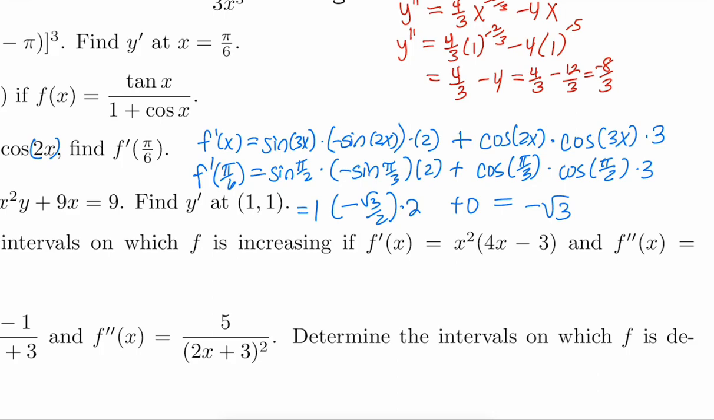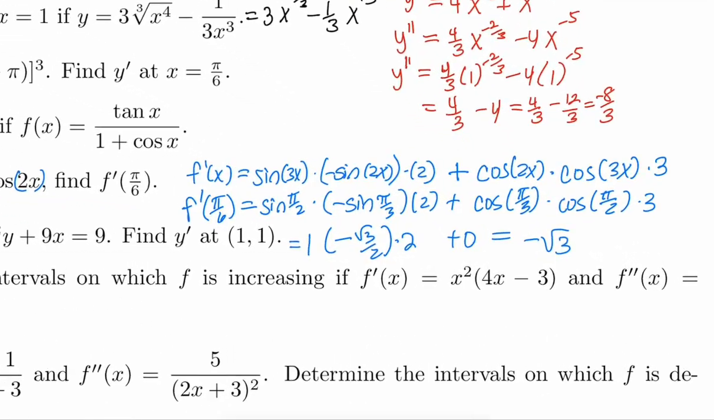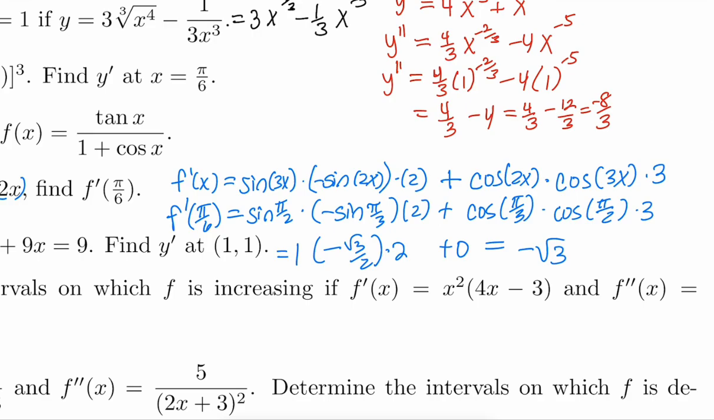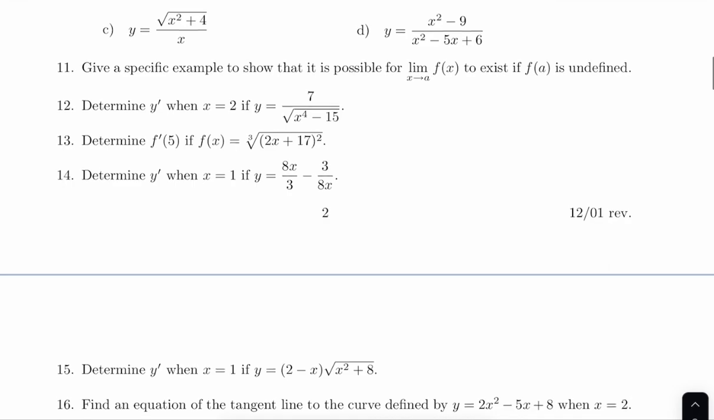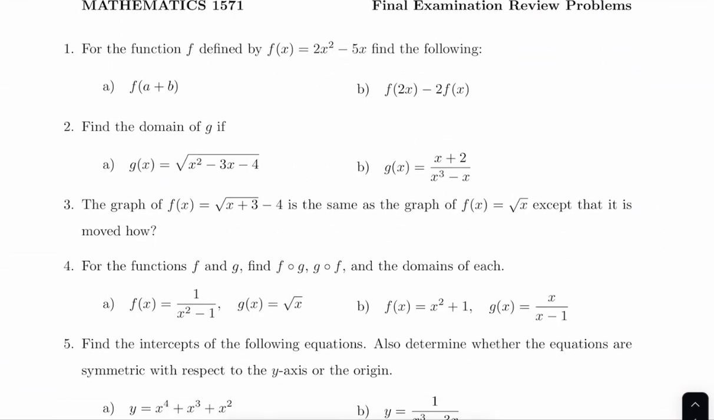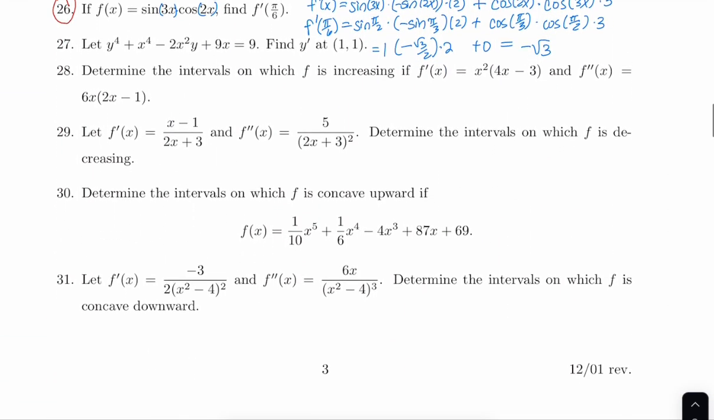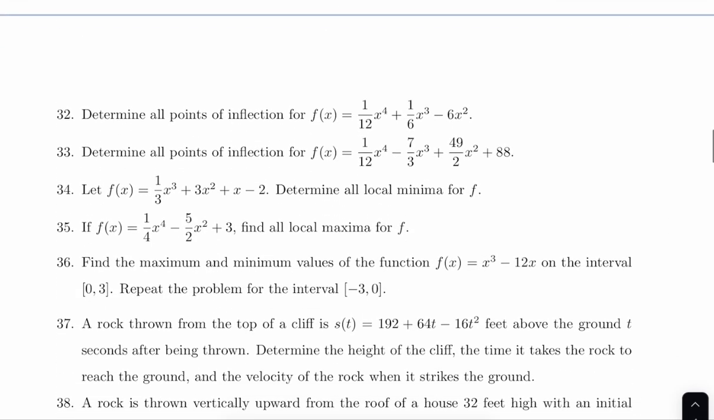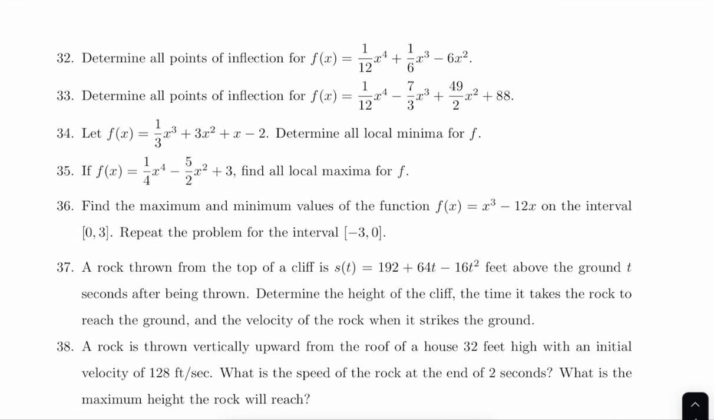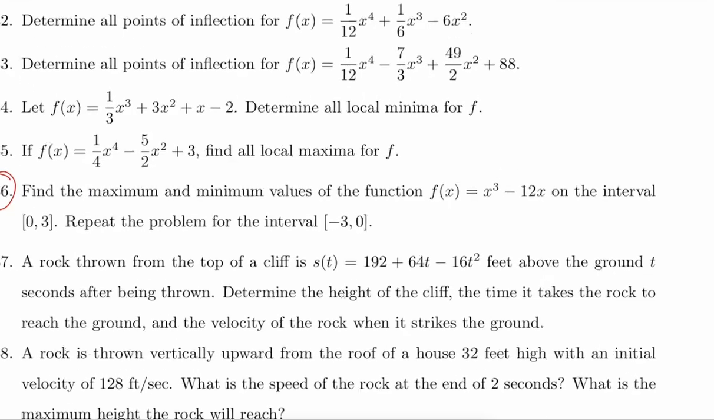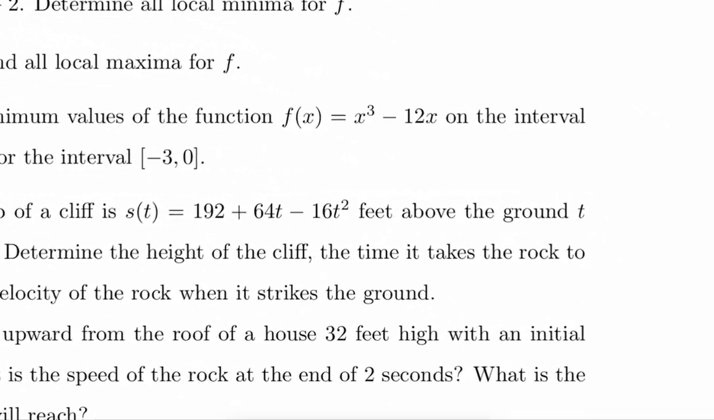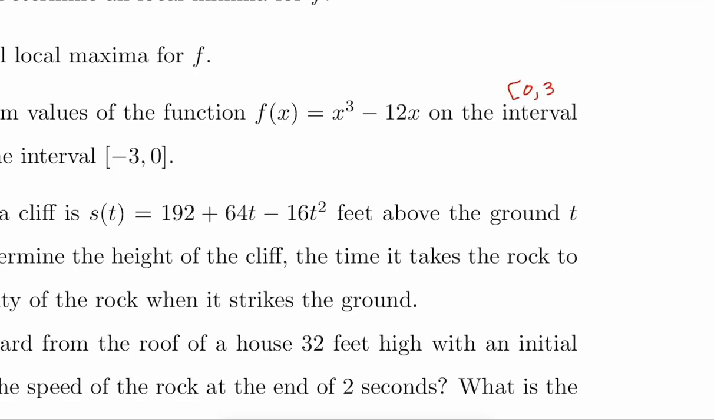Okay. So now I want to find one about the max and min on an interval. So let's find where that would be. Increasing, decreasing, concave up, inflection points, maximum on the end. Okay, everybody, could we jump now to 36? It says to find the maximum and minimum values of the function on the interval and repeat the problem for the interval -3, 0. Okay. Now, our first interval is 0, 3.